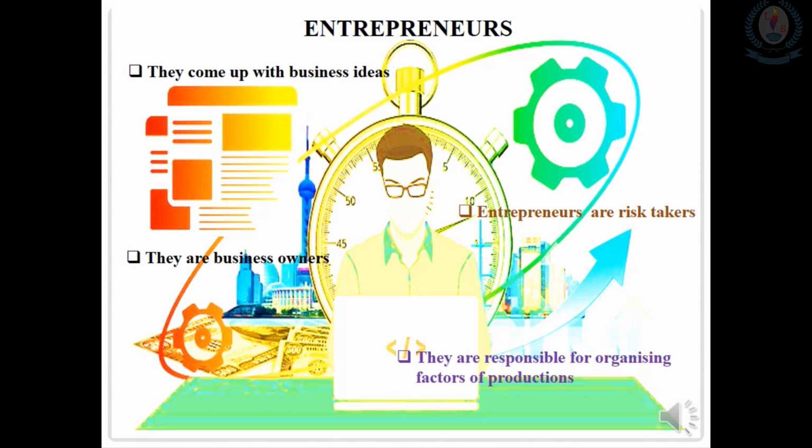factors of production. What are the other three factors of production? Land, labor and capital. Now we said that they come up with business ideas. What does it mean? It means most new businesses are following others. Why? Because they think it is possible to supply exactly the same product more effectively.